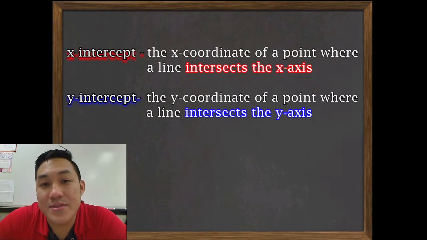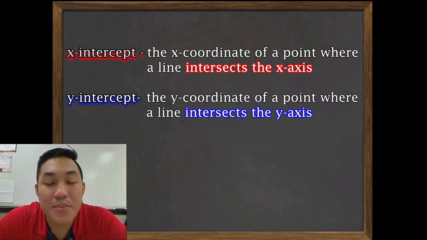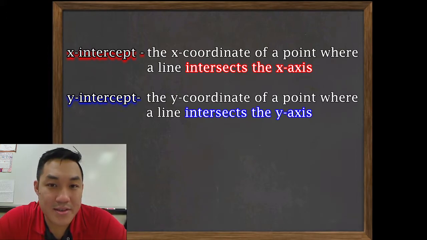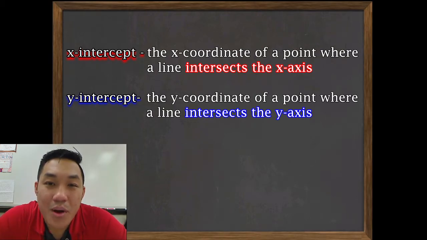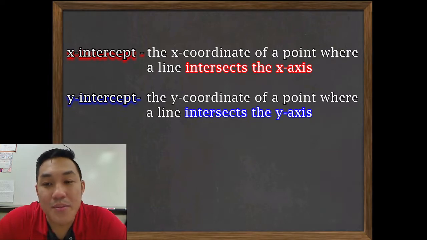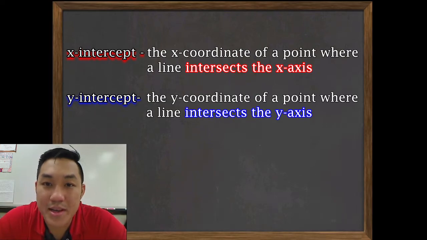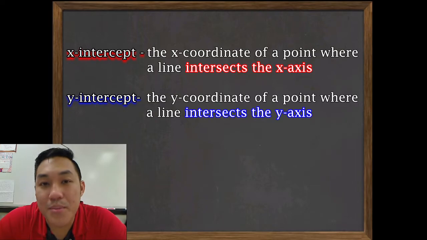Here are the definitions. The x-intercept is the x-coordinate of a point where a line intersects the x-axis. So if I have a graph where it crosses the x-axis, that horizontal axis, it's the x-coordinate of that point where it crosses. And the same case for y, except it's the y-coordinate of a point where a line intersects the y-axis.